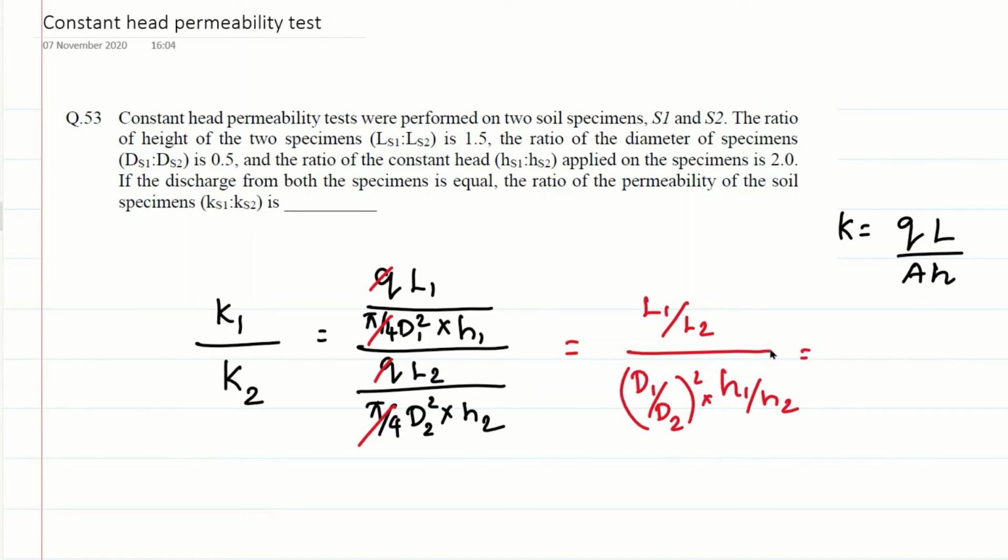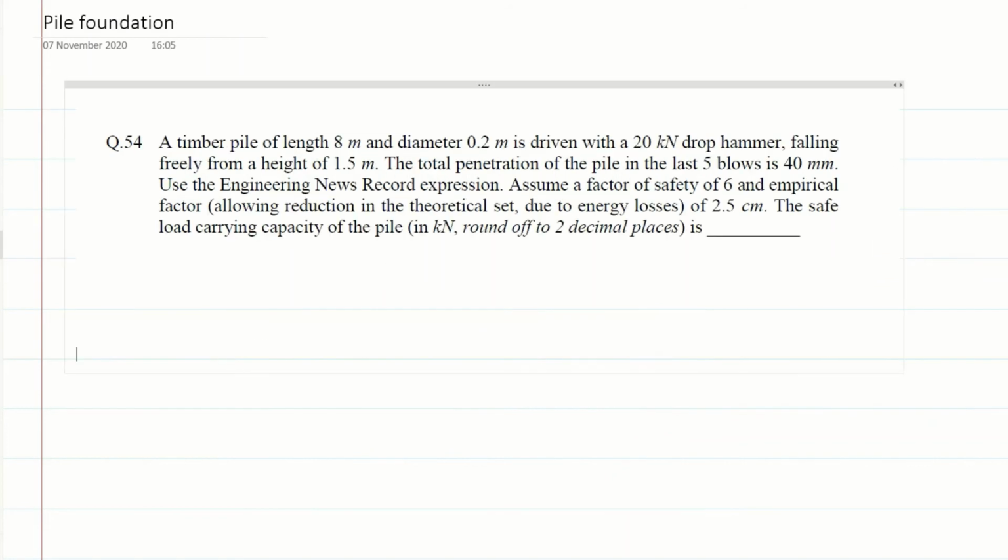So what is L1 by L2? From the question you can see it is just 1.5 and D1 by D2 is 0.5. So it's 0.5 square into what is H1 by H2? So H1 by H2 is 2 again. So if you multiply them, you will get 3. So ratio of their permeability is 3. Right? So now we move on to the next question.